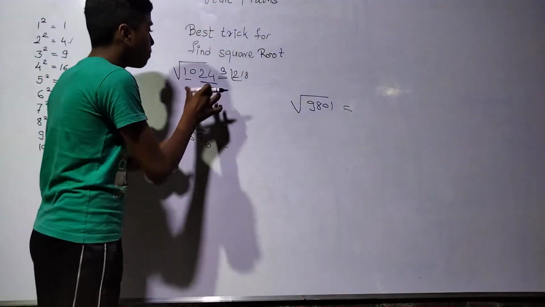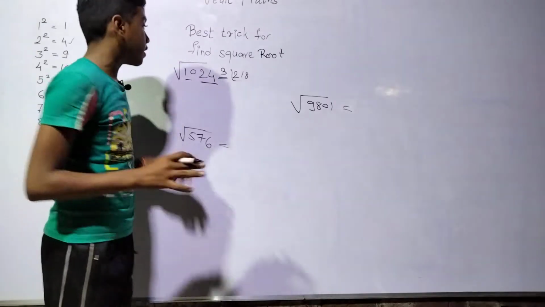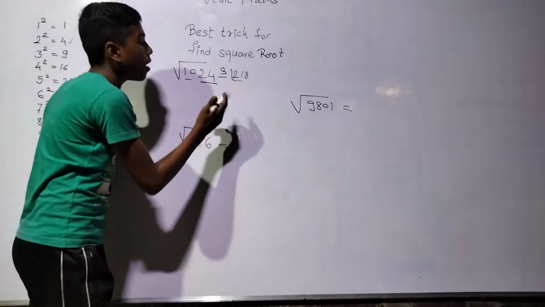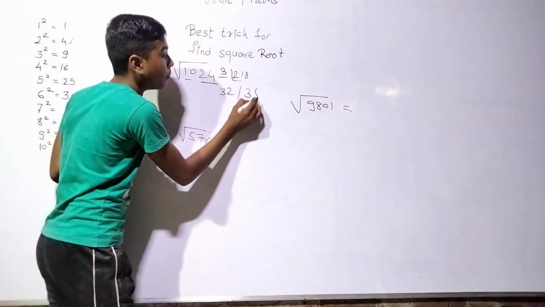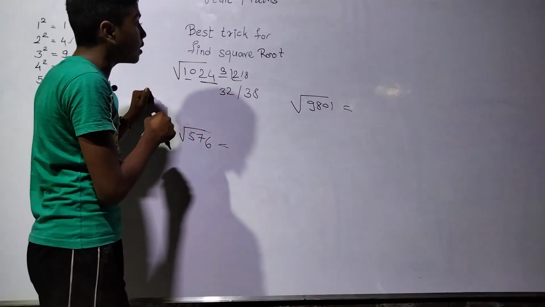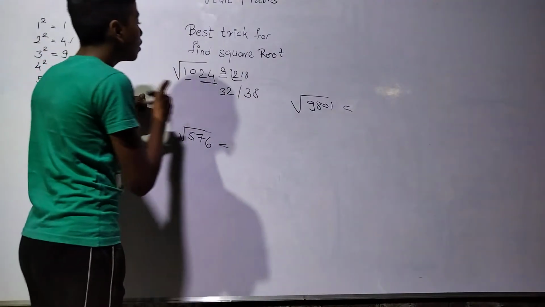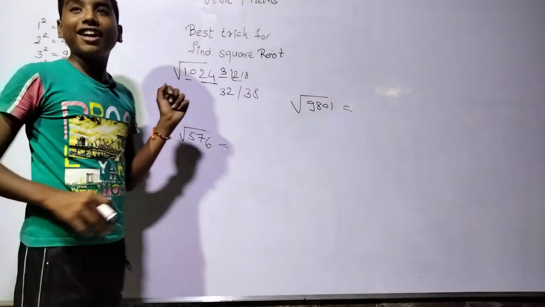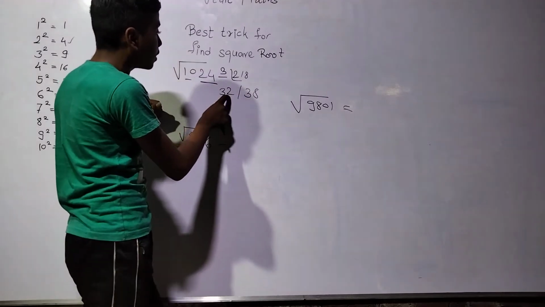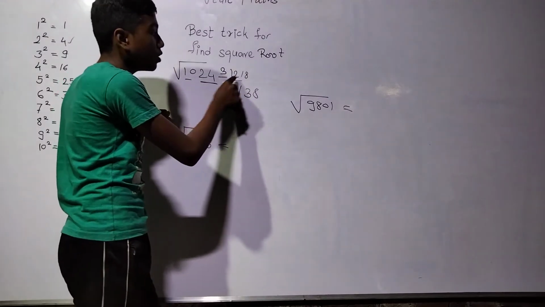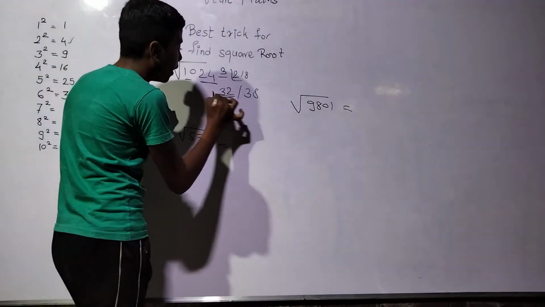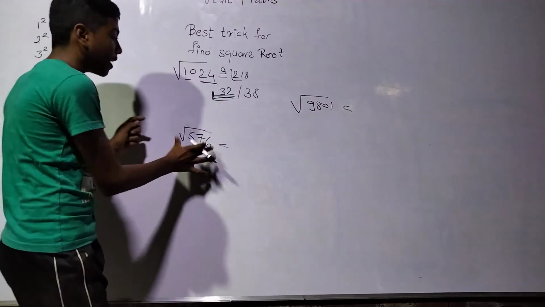Now how do we find the unit place number? It will be 2 or 8, so the answer is 32 or 38. Here the nearest number to 3 is which, 2 or 8? It is 2. So the answer will be 32. Now let's move to the next question.